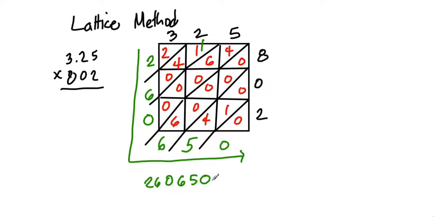Now I told you at the beginning that let's not put the decimal point first. After finding the product of 325 and 802, let's bring in the decimals. Since in this case there are 2 decimal places, and in this case there are 0 decimal places, our answer should have 2 decimal places. So from 0, we count 2 decimal places to the left, 1, 2, and our answer would be 2,606.50. And that is the product of 3.25 times 802.